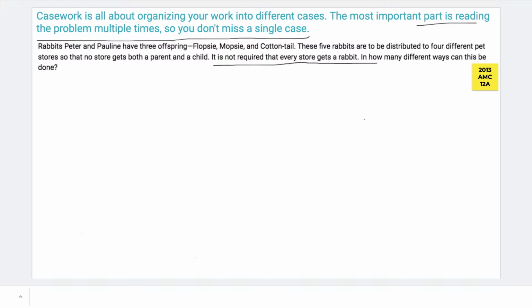Now this is the most important part, which means there are 2 cases. The first case is that the parents are in different stores. And the second case states that they're in the same store. Now we'll have to work with those cases.